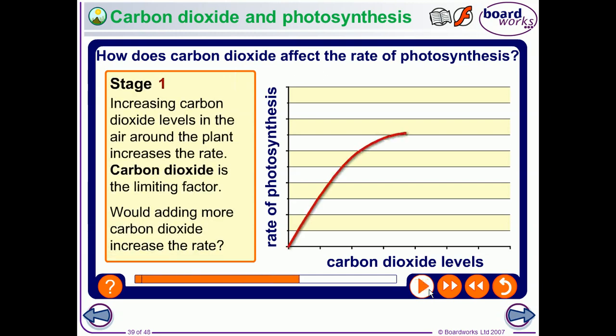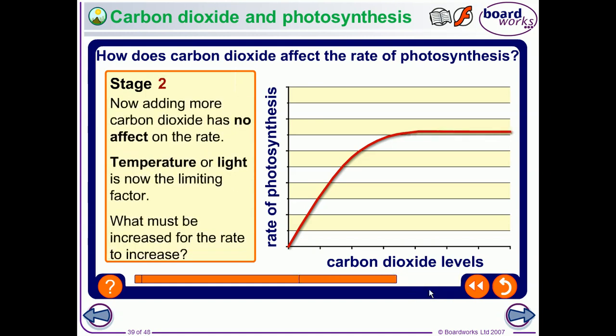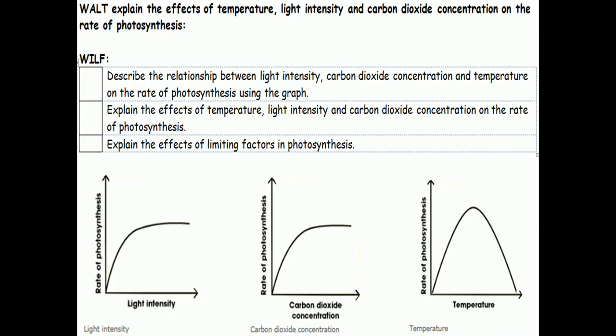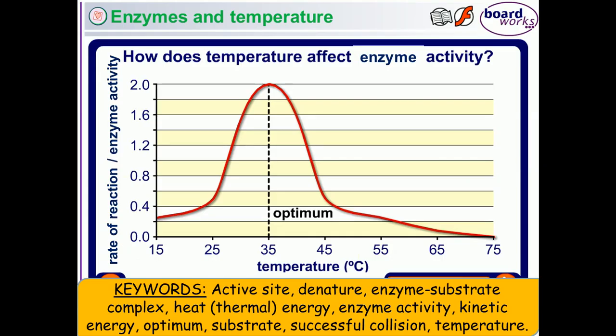So you can see, how does carbon dioxide affect the rate of photosynthesis in this graph? And then to describe and explain it, the more carbon dioxide there is, because carbon dioxide is a reactant, the more photosynthesis occurs. And then we've got temperature.